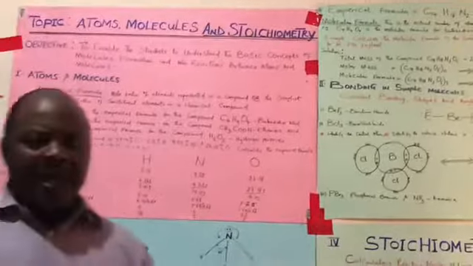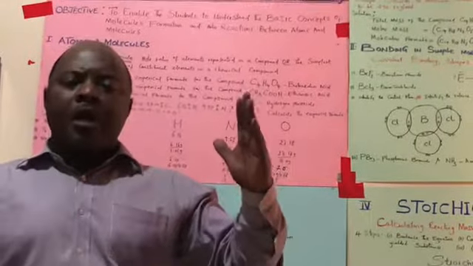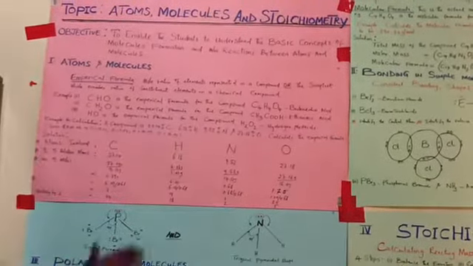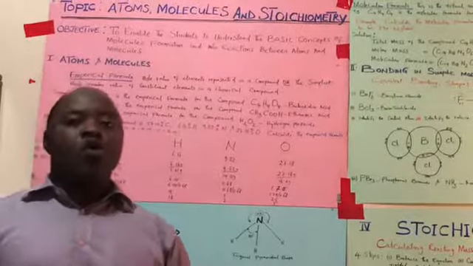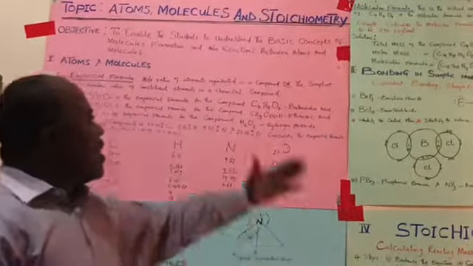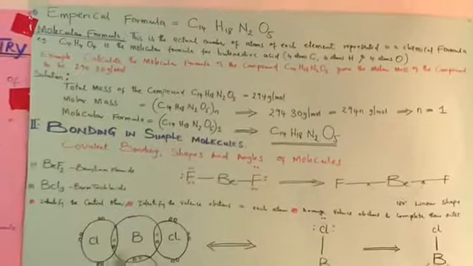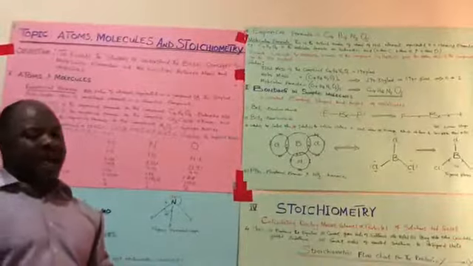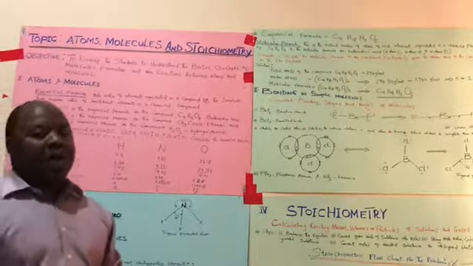Now, the next stage will be, the empirical formula does not give the actual number of atoms of each element in that compound. The empirical formula is just the simplest number ratio of the constituent elements. In order to have this, we must go to what we call the molecular formula. The molecular formula is the actual number of atoms of each element represented in the chemical formula. The empirical formula is not the actual number. It is the molecular formula that gives the actual number of atoms of carbon, hydrogen, nitrogen, and oxygen present in that compound.